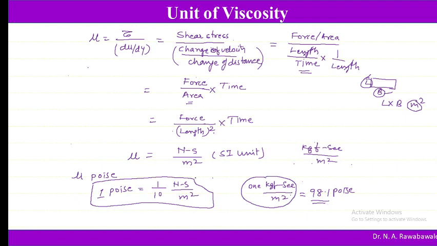So one thing we must remember, the coefficient of viscosity mu is measured in SI units as Newton second per meter square, and 1 poise is equal to 1 by 10 Newton second per meter square, or 1 Newton second per meter square is equal to 10 poise. If you remember this, it will help us to solve the numericals.